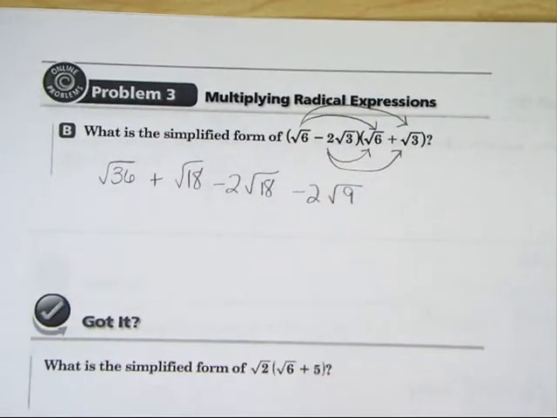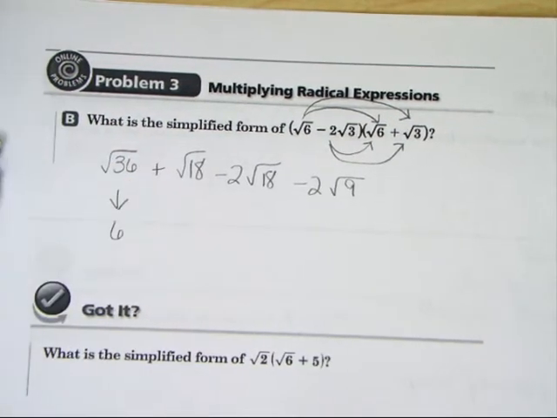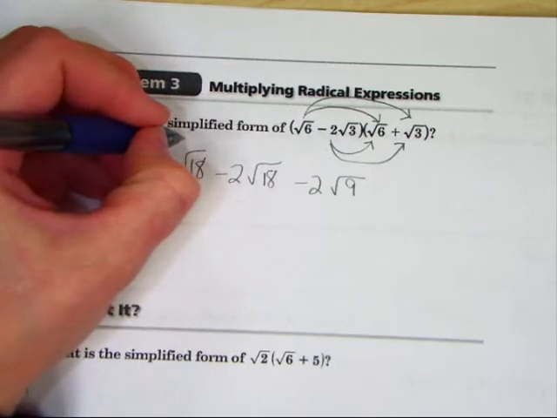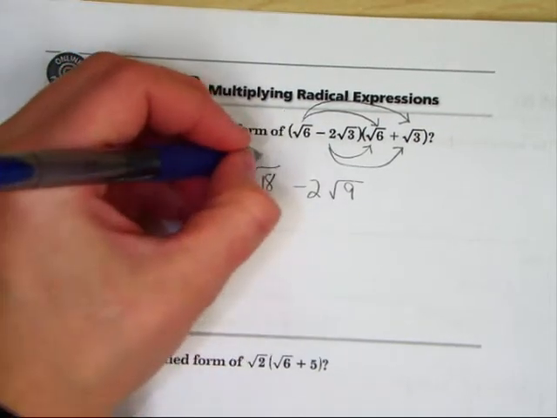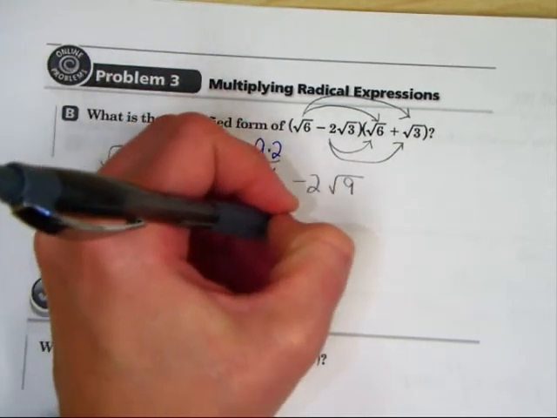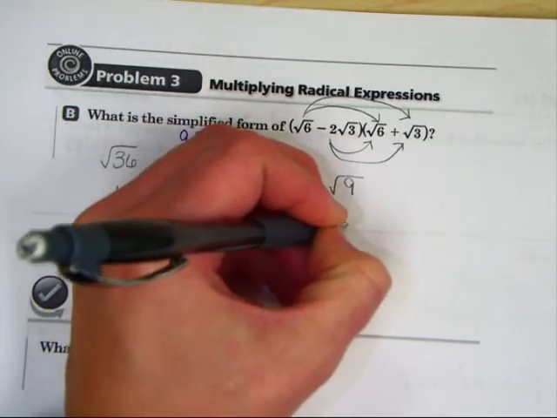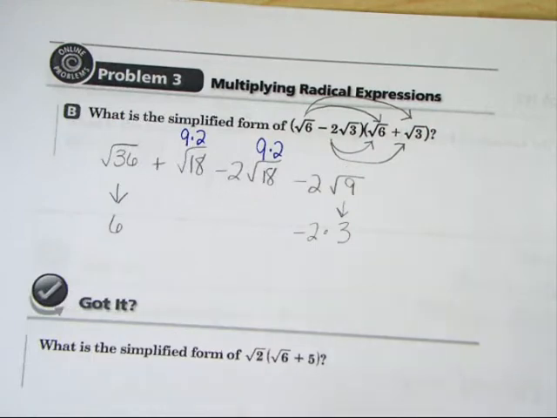Which one of these, or which ones, get simplified? Well, a whole bunch of them. The square root of 36 is 6. Now 18 turns into 9 times 2. 18 turns into 9 times 2. And this is really minus 2 times 3, because the square root of 9 is 3.